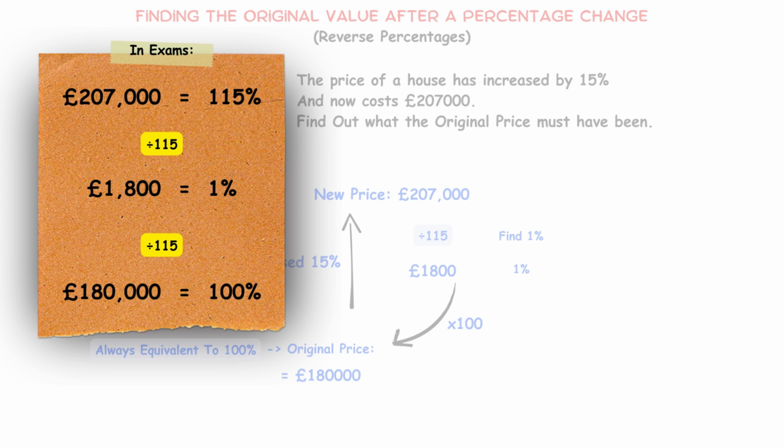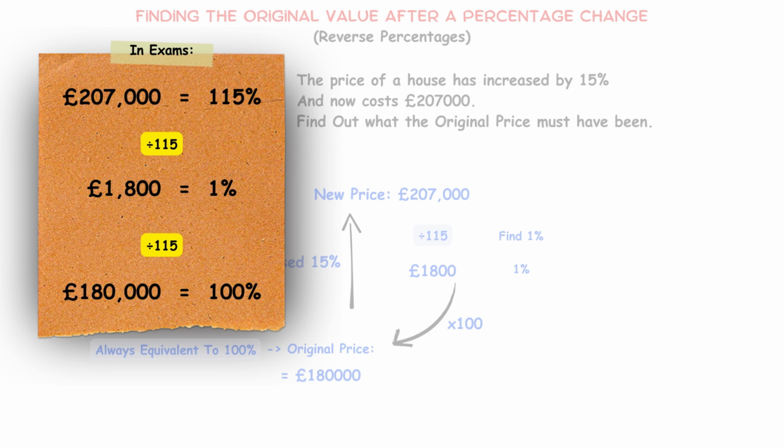Now this here is a little bit messy and potentially a bit confusing, so you don't really want to lay out your workings like this in the exam. Instead, you want to first of all think of the £207,000 as equivalent to 115% of the original value. So if we want to find the original value, which is 100%, we first need to find 1% by dividing the 207,000 by 115, which is £1,800, and then we can multiply that by 100 to show that the original price was £180,000.